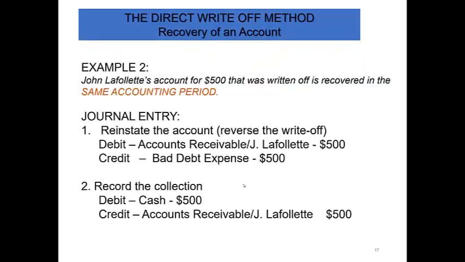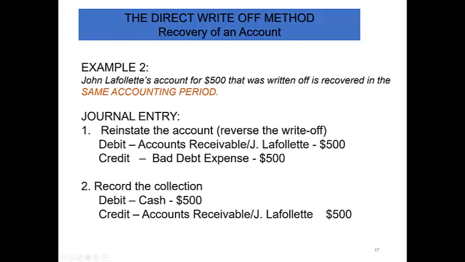Here's example 2. Okay, John's account for $500 that was written off is recovered. So as we mentioned earlier in the PowerPoint, sometimes customers who have been written off will come back and pay, and that's what John has done. So we have to be a little bit careful with this entry. If John's account was written off in 2021 and he comes back and pays in 2021, well, it's a pretty easy entry. Then we just reverse the write-off like we did before.